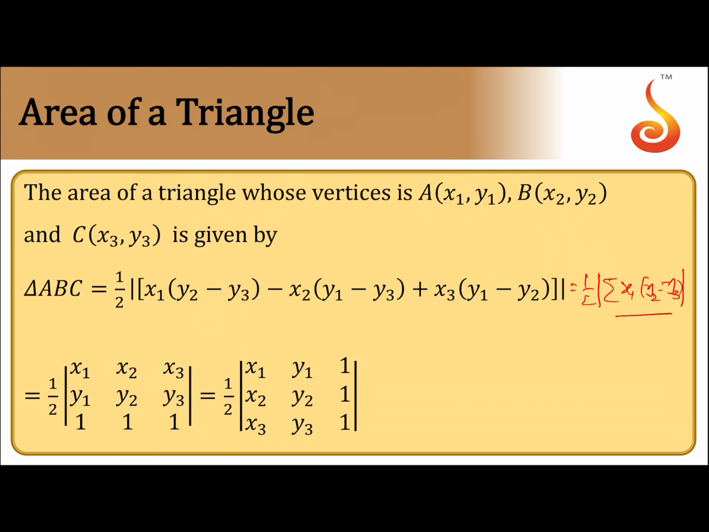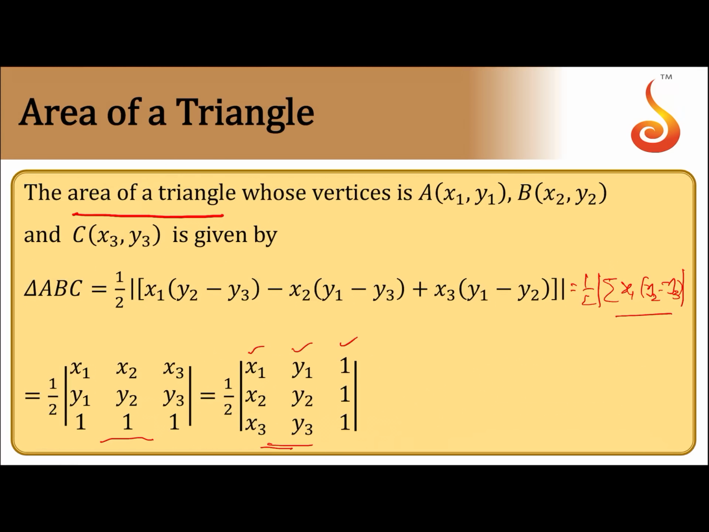And we calculate the same thing by the determinant form. Half of the determinant can be written like this or like this, either vertically or horizontally: x1, y1, 1, x2, y2, 1, x3, y3, 1. After evaluation of this determinant, the determinant is a number which may be positive or negative or 0.